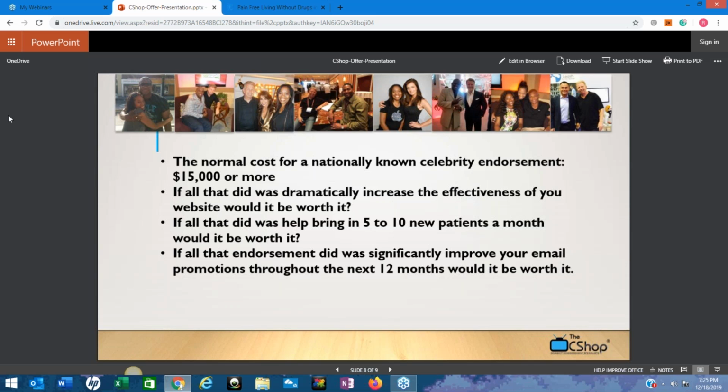Okay, thank you. So the normal cost for a nationally known celebrity endorsement, which involves a celebrity, which involves video, which involves shooting the video, which involves letting you use the video in an unlimited way across the internet, is at a low end $15,000 or more. Now, I'm not saying that that's what we're going to charge you today. I'm just saying normally it costs $15,000 or more.